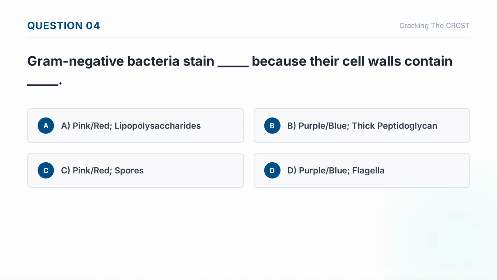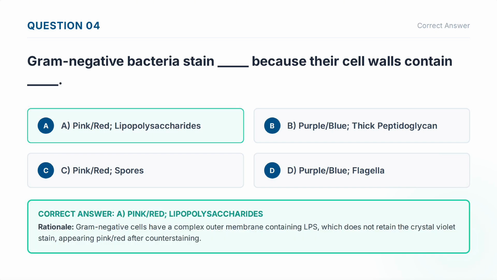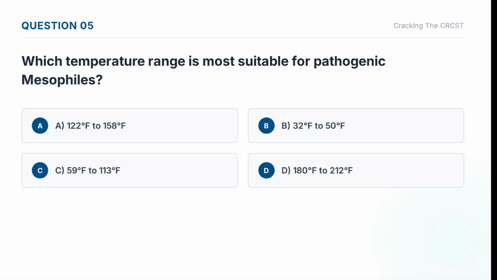Question 4. Gram-negative bacteria stain blank because their cell walls contain blank. A. Pink-red, lipopolysaccharides. B. Purple-blue, thick peptidoglycan. C. Pink-red, spores. D. Purple-blue, flagella. Correct answer: A. Pink-red, lipopolysaccharides. Rationale: gram-negative cells have a complex outer membrane containing LPS, which does not retain the crystal violet stain, appearing pink-red after counterstaining.